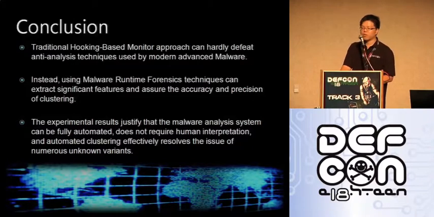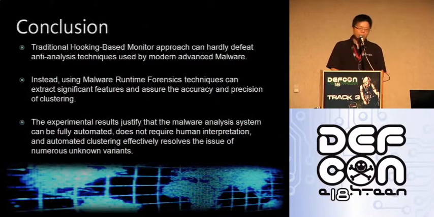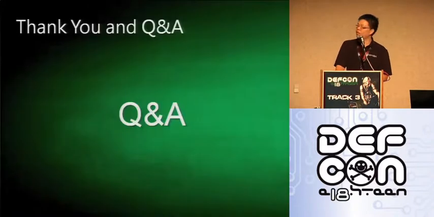And the experimental results also justify that because of our runtime forensics, we are able to collect a lot of significant features. These significant features help us to do automatic clustering of malware. So it also helps us to identify even unknown malwares, because we are able to cluster them into the groups that they are more alike with. So that will end our talk. And if you have any questions, you can also write emails to us.